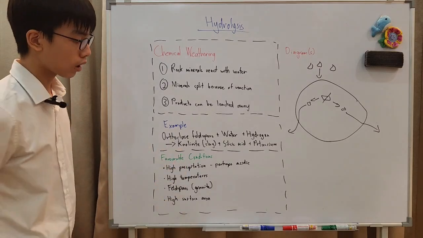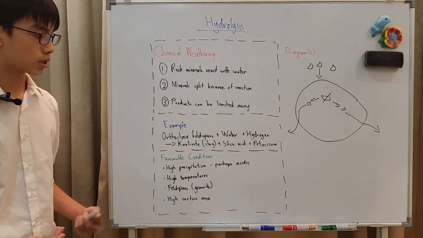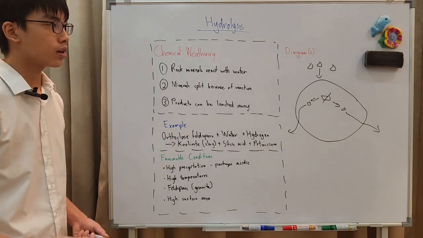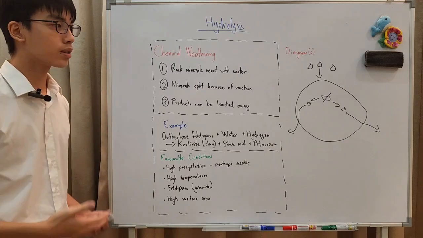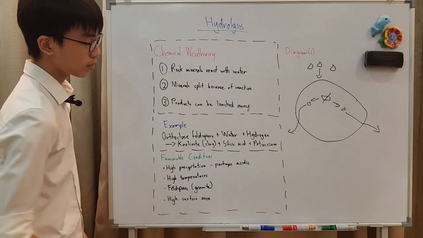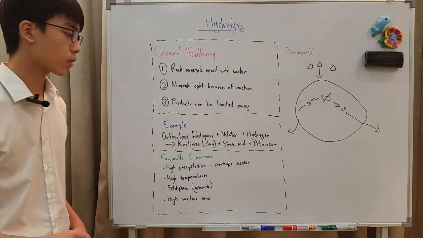So we can move on to our favorable conditions. What increases the rate of hydrolysis? The first one, higher precipitation. As you can see, reaction with water. So the more water, the more possibility of contact with the minerals and reaction with the minerals. And if the precipitation is acidic, you have acid rain. This increases the rate of reaction as well.